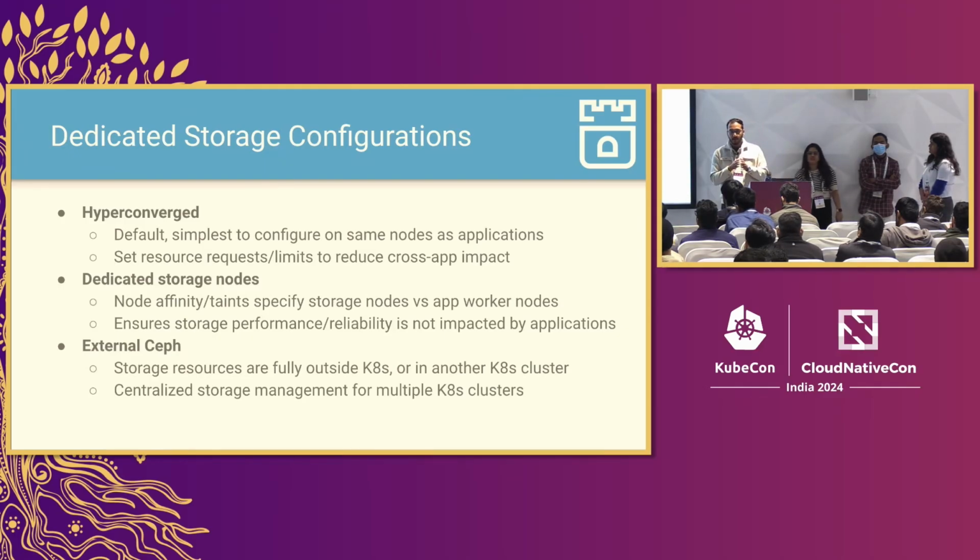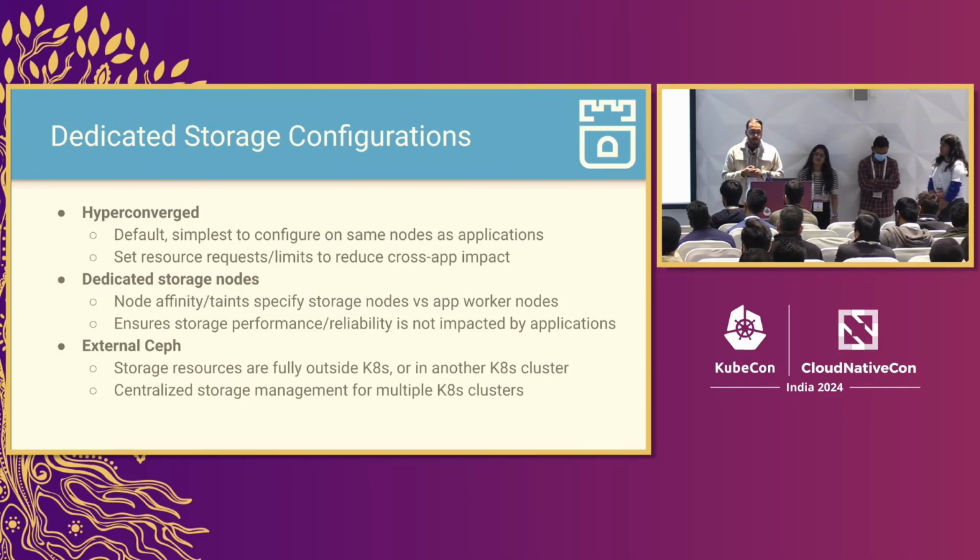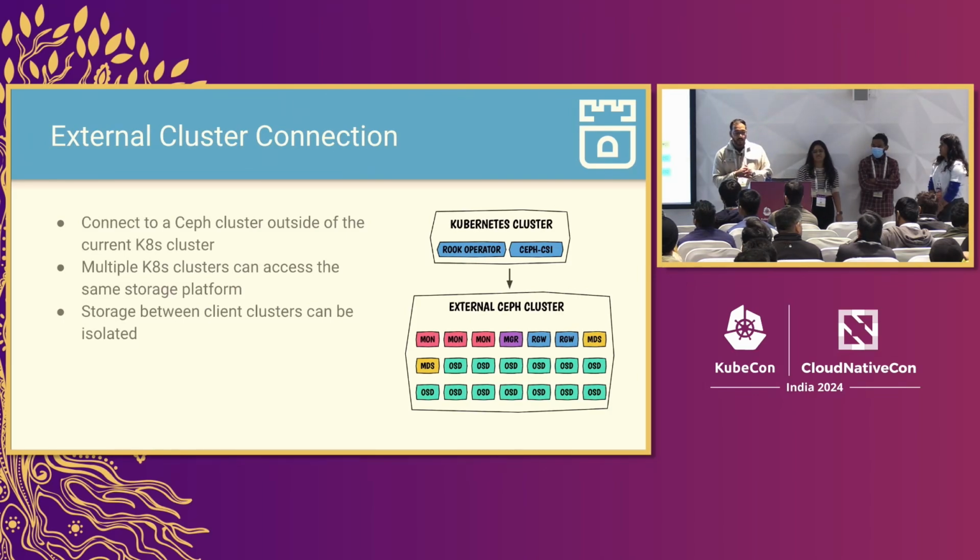Plus, if you clearly don't want your application to coincide with the storage pods, then you can have dedicated storage nodes. Simply, you have to taint some nodes with some tolerations, and the resources will be deployed on a separate section of the nodes. The third way is external Ceph. In the community, Ceph has been around for about 14 years, and some people have standalone Ceph. If they want to bring that already deployed Ceph to the Kubernetes world, we can use an external Ceph cluster.